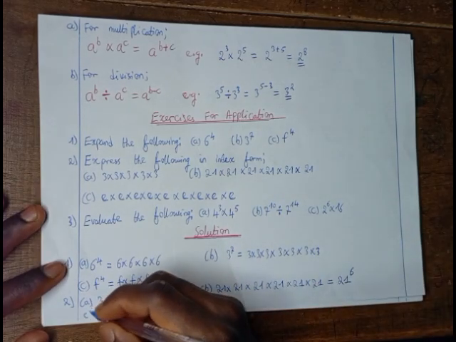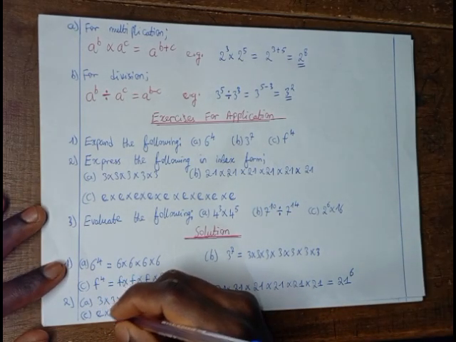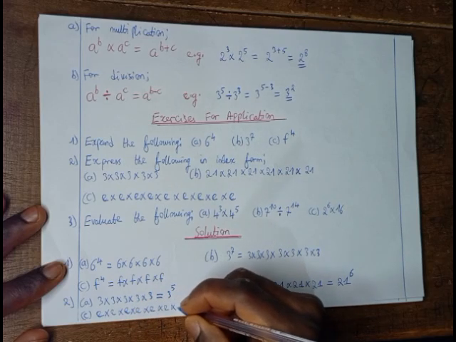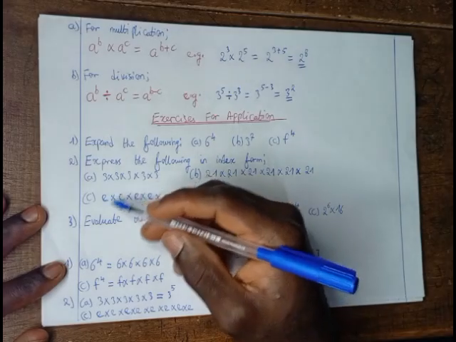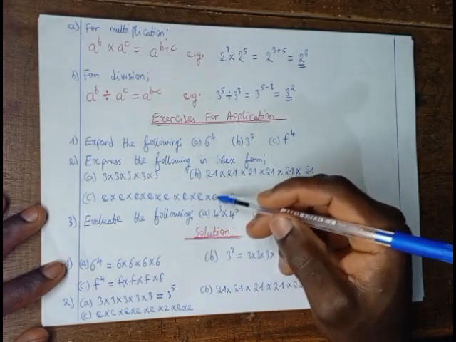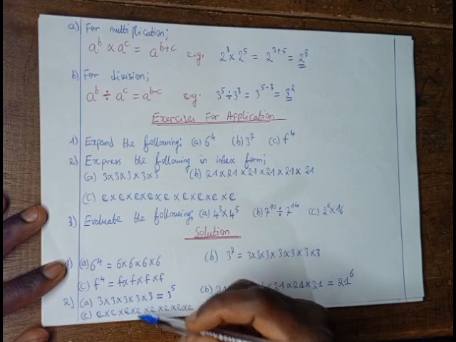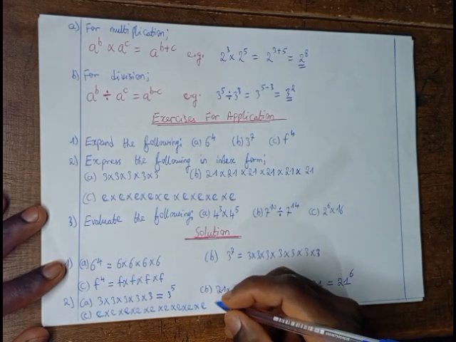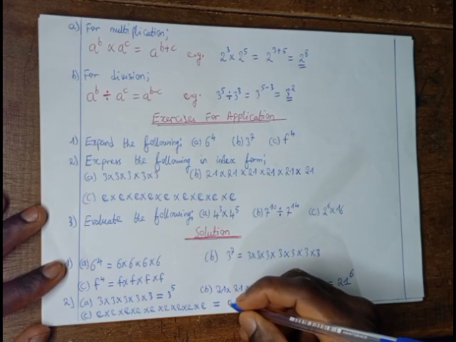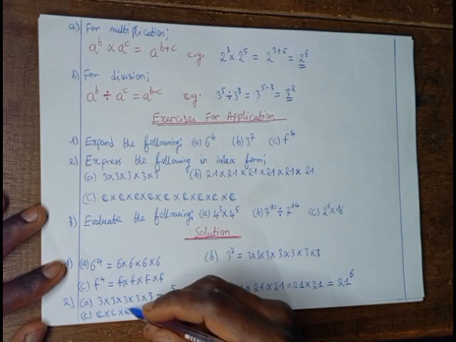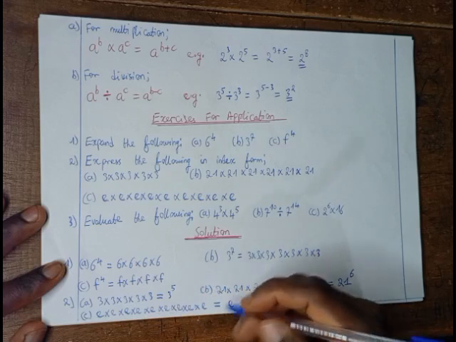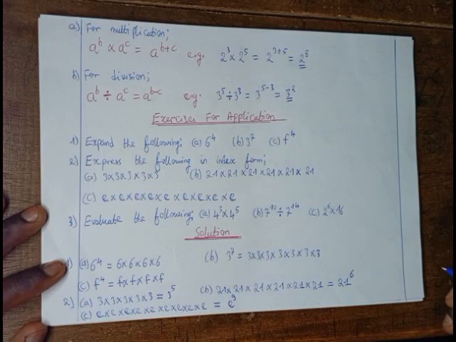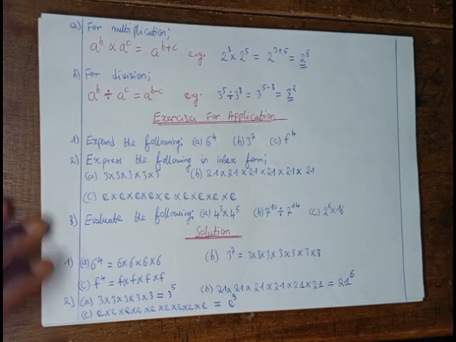For question C, we have E times E times E times E times E times E times E times E times E. We count 1, 2, 3, 4, 5, 6, 7, 8, 9. In index form, this will simply be equal to E raised to the power 9, since we are multiplying E by itself 9 times. We are done with question 2.